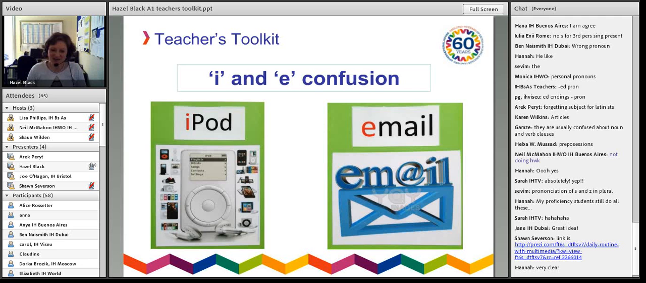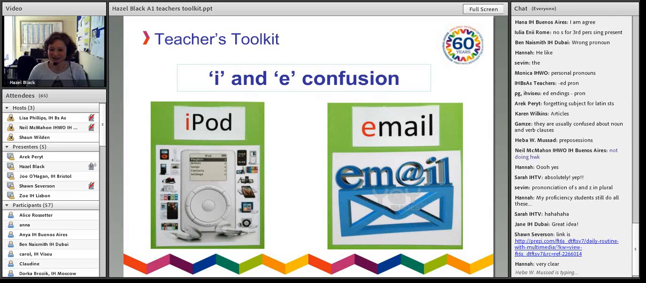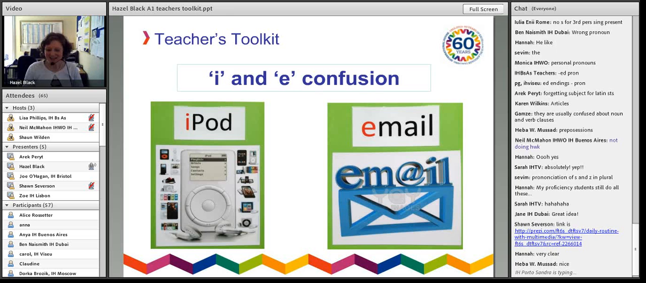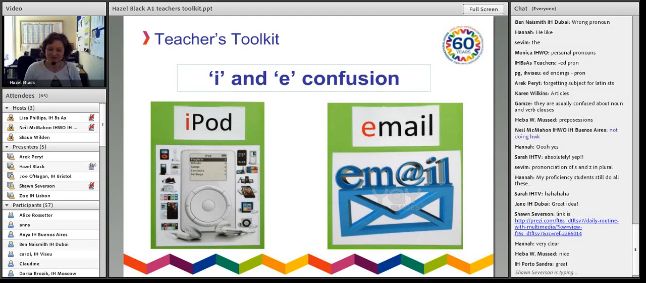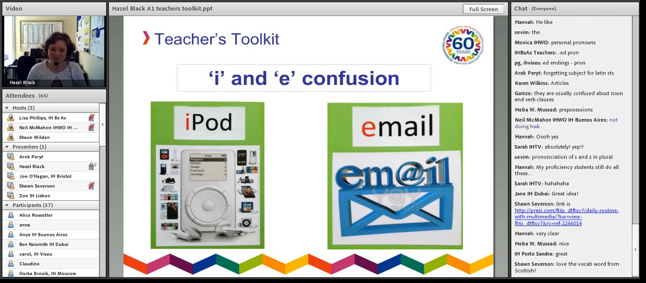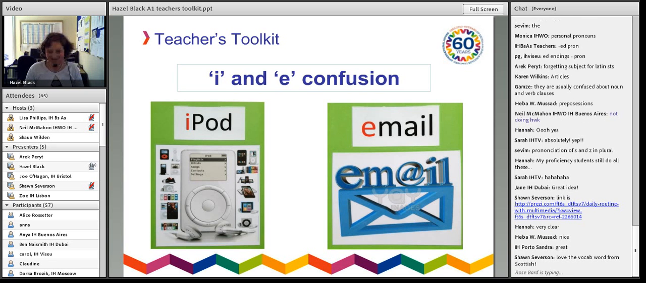Okay, the extras to help with the I and E confusion. Just a couple of pictures here. Picture 1, iPods. Very basic. Students recognize it, they can say the word, and very conveniently it is spelled with the letter I, pronounced in the letter of the alphabet way. So that's a really handy one, iPod, and the other one, email.